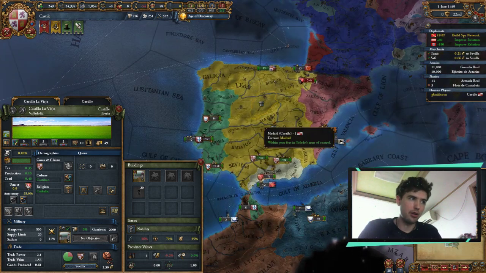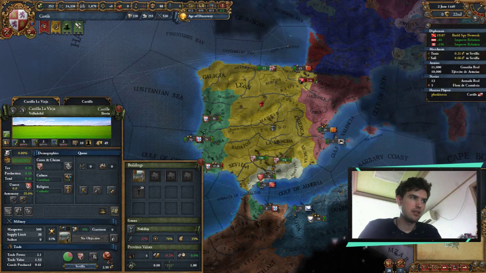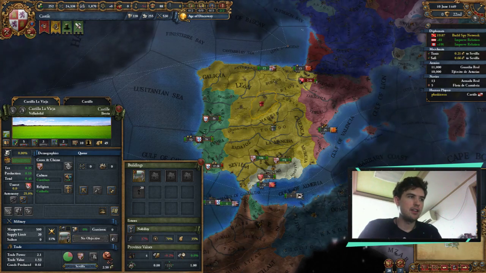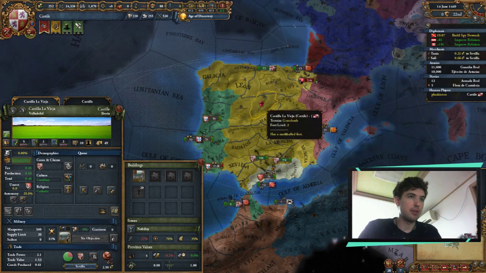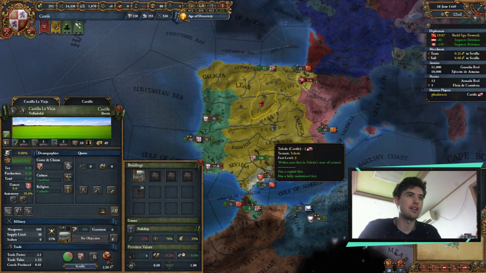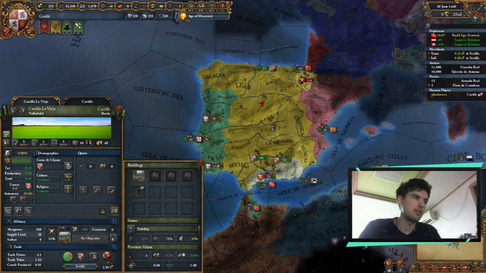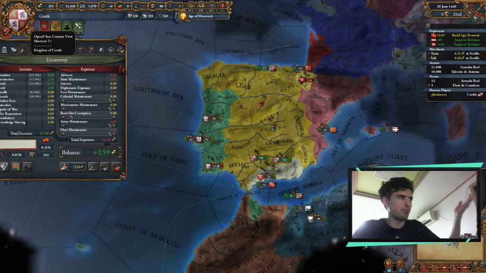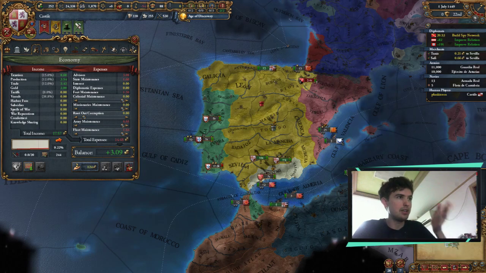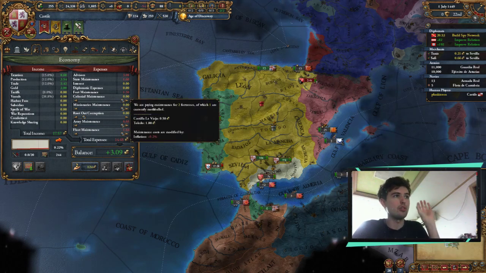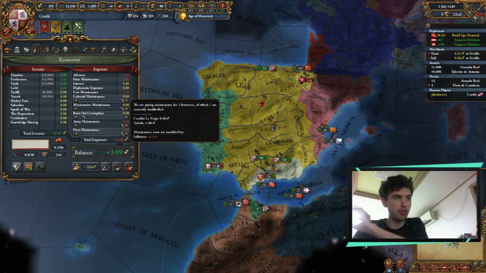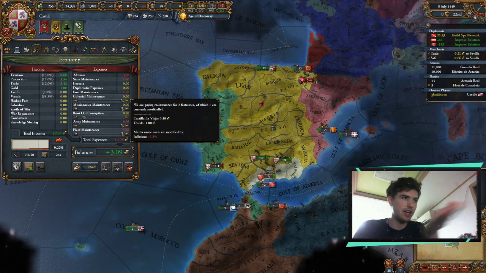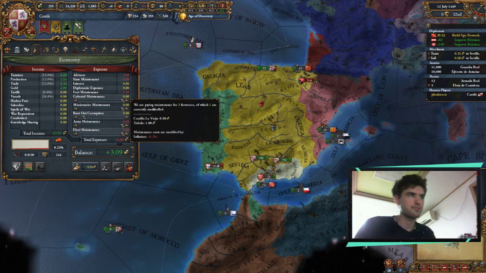Or I can mothball it, and I click this check mark here to uncheck it, and then the garrison empties, and now I'm only paying half maintenance for that fort. If I go to war, or if I unmothball it, then the garrison will fill up, and I'll be paying full maintenance again. But now, you can see I'm making more money because I've mothballed it. Now I'm only losing 1.5 ducats per month for the fort. You see this? It says Castilla la Vieja, which is 0.5. All right.